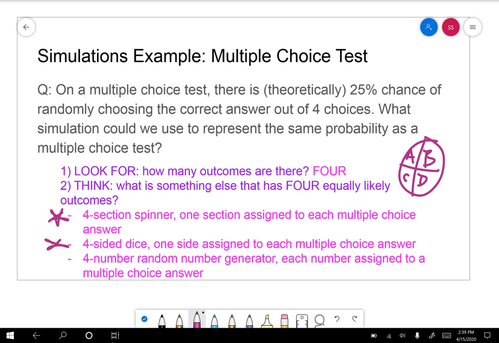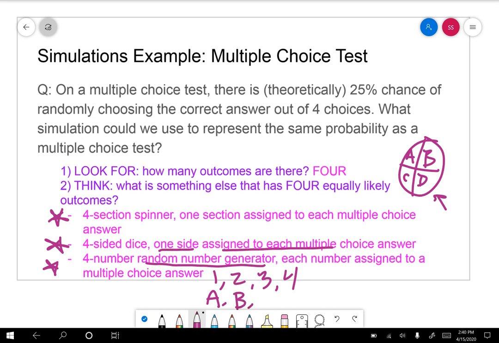You could maybe use a 4-sided dice if there is such a thing. I'm sure there is, right? And assign each side. One side is assigned to each multiple choice answer, same as we did right here. Okay. Again, you could always use a 4-number random number generator, right? So you go to a random number generator program, say you want to use 4 numbers, 1, 2, 3, and 4, and you're going to say that 1 would be for answer A, 2 would be for answer B on the multiple choice test, 3 would be C, 4 would be D.